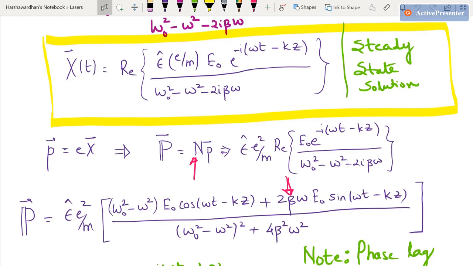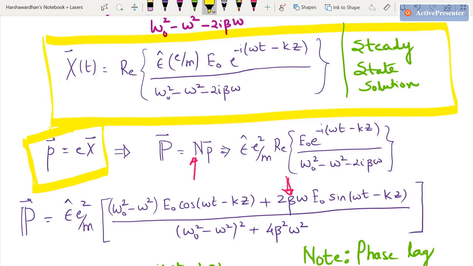So a quick recap, remember that my dipole moment at the microscopic level is given by this small p, which is e times x by definition. The polarization, which is the macroscopic quantity, is simply number density times the dipole moment, because polarization is defined as dipole moment per unit volume, right? So capital N is basically telling me I have N independent dipoles, which are not talking to each other, in a particular volume. So that gives me the number density of dipoles.